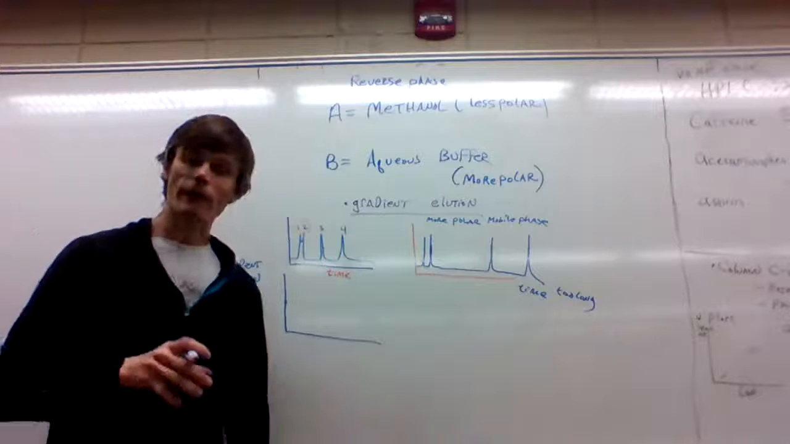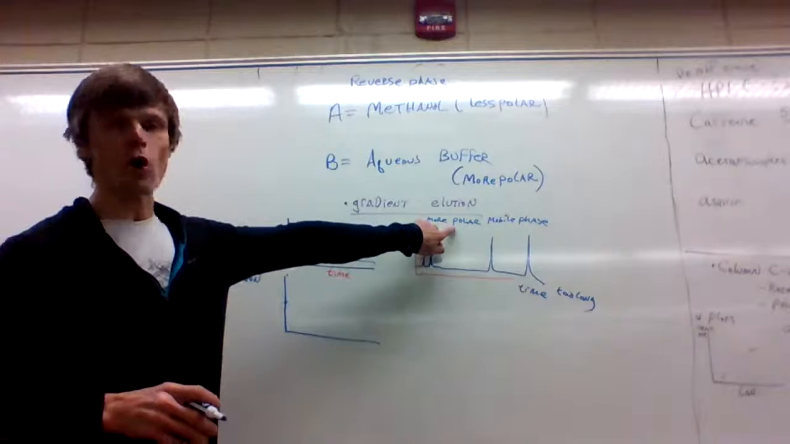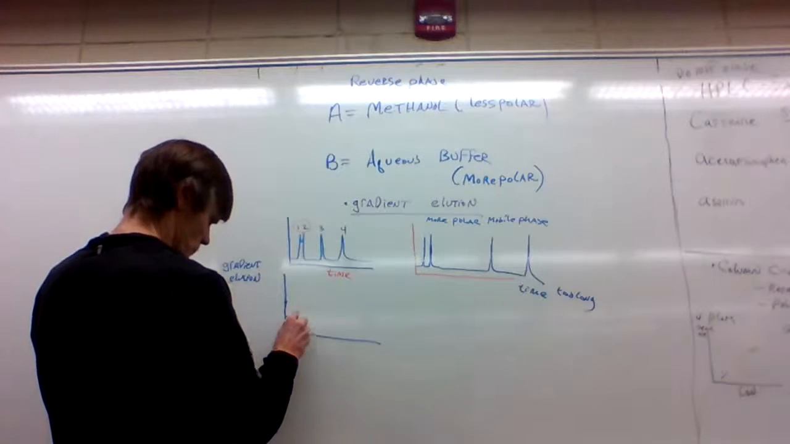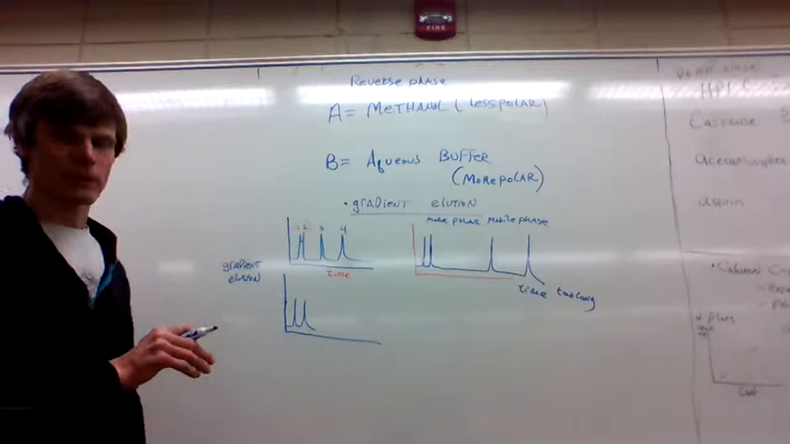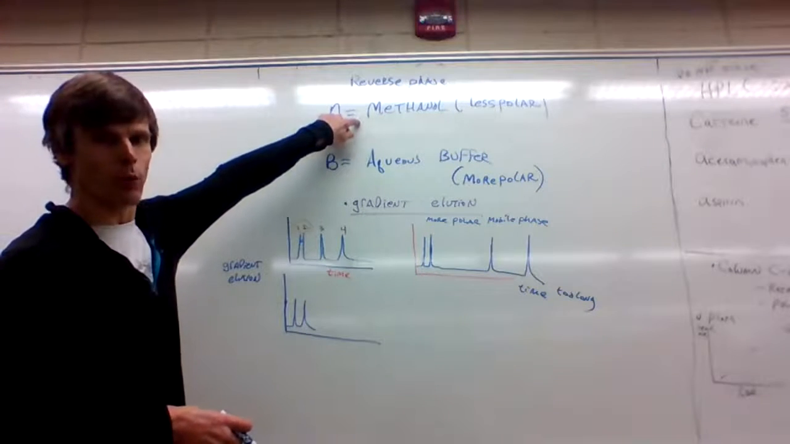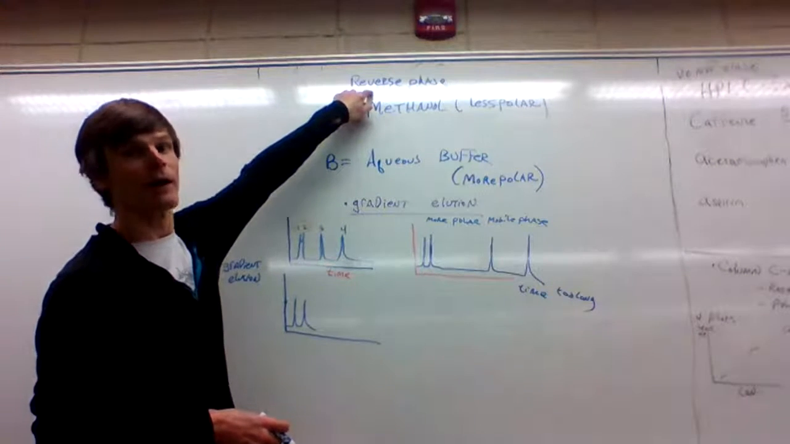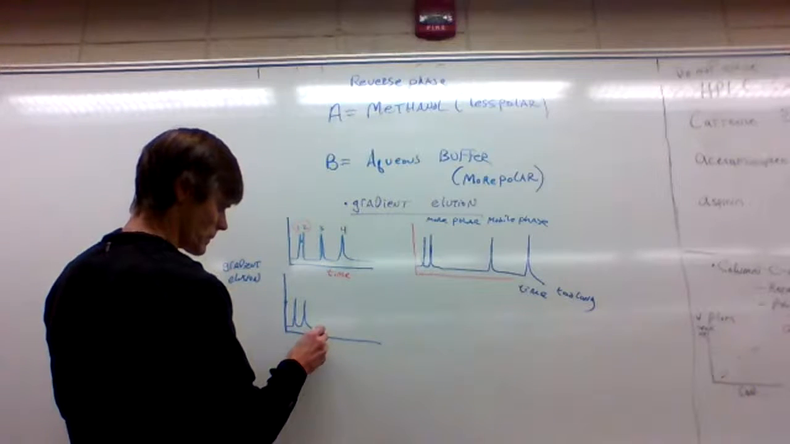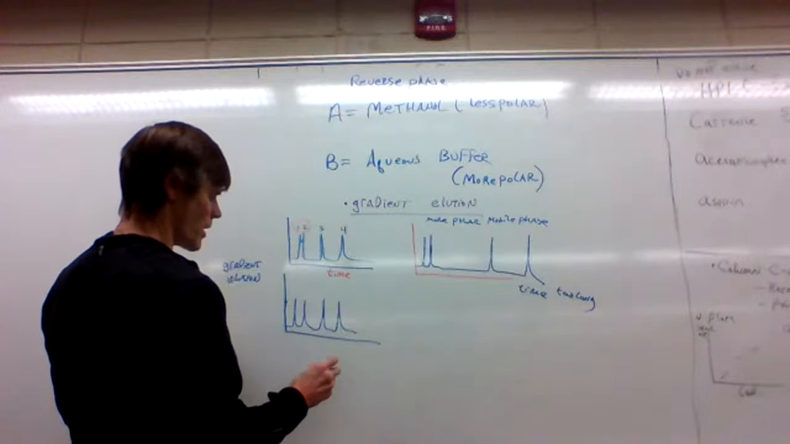We might run, for the very first part of our analysis, a more polar mobile phase. We get 1, we get 2 to come off. Then we change the flow. We start entering a less polar mobile phase and increase the strength in comparison to the more non-polar stationary phase. And then we encourage our less polar substances to come off.